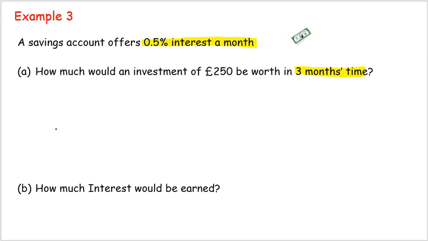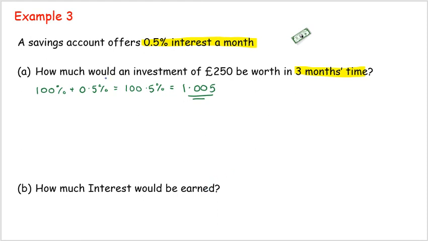First thing to do is work out what multiplier I'm dealing with. So starting with 100%, an interest would be an increase, so increasing by 0.5%. And just take your time to make sure you get the correct multiplier here. So we actually end up with 100.5%, which as a decimal comes out as 1.005. Okay, so that's the multiplier I'm going to be using.